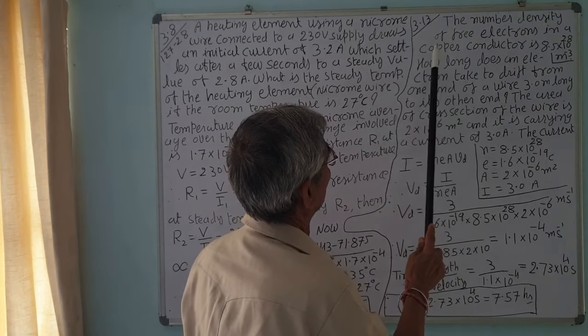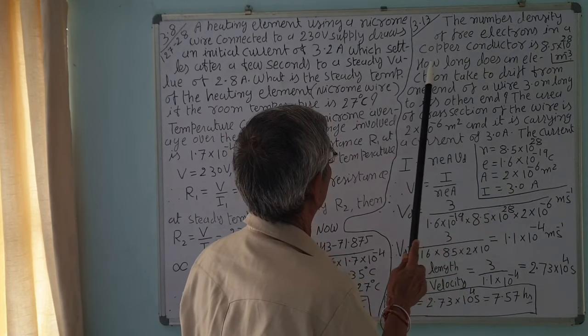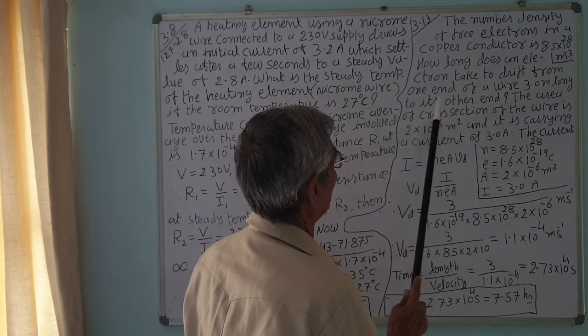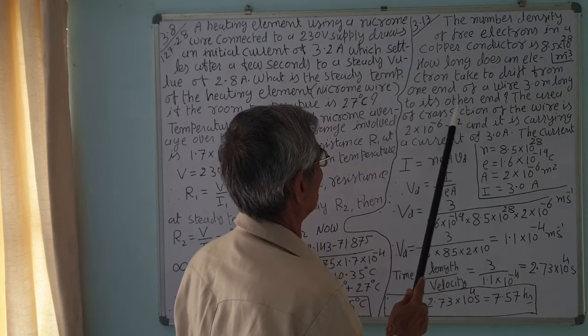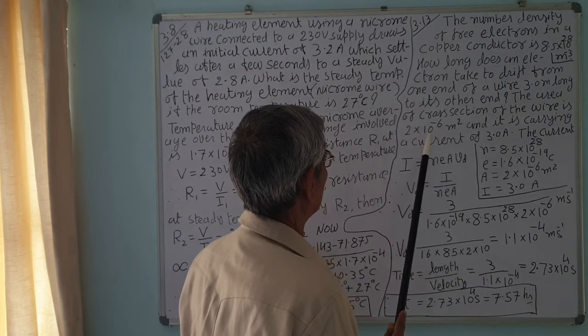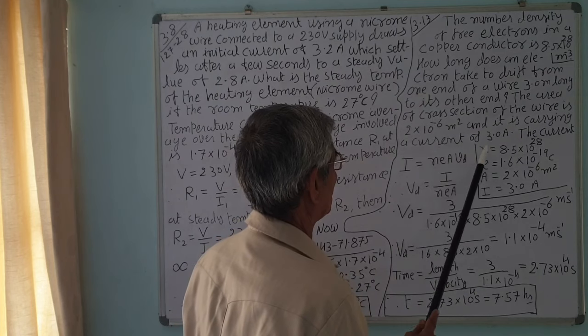Next, Example 3.13 on page number 128. The number density of free electrons in a copper conductor is 8.5 × 10^28. How long does an electron take to drift from one end of a wire 3 meter long to the other end? The area of cross section of the wire is 2 × 10^-6 meter square and it is carrying a current of 3 ampere.